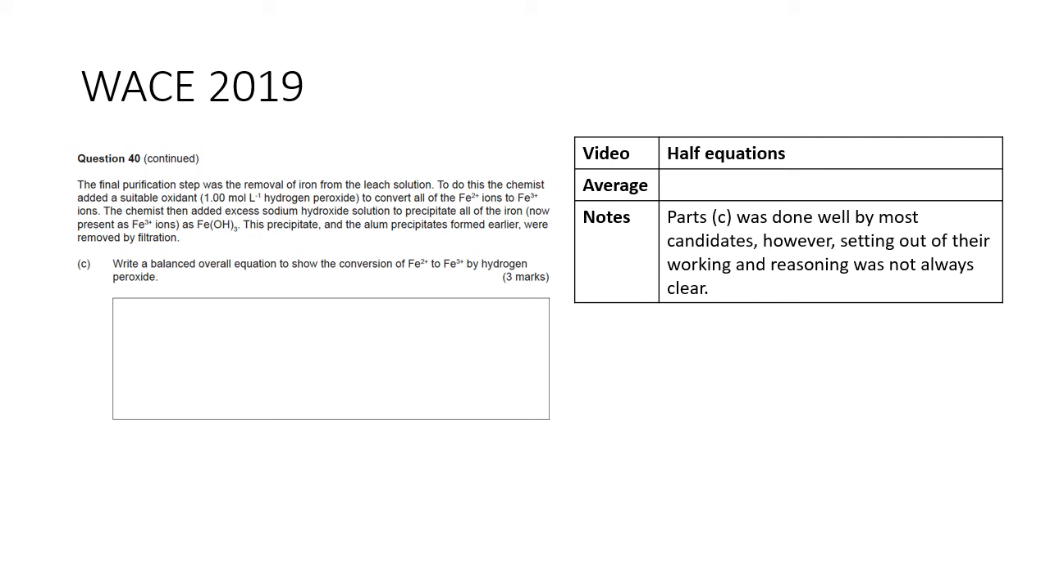So again, not clear reasoning, so let's work through this very clearly. Fe2+ goes to Fe3+, and we're going to add in an extra electron there to balance it out. This is just writing out the half equation so that we can get to the full equation, but I don't think you actually had to write the half equations out. I'm just going to do it to show you what to do.